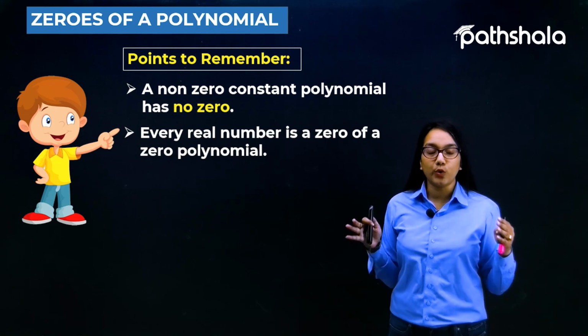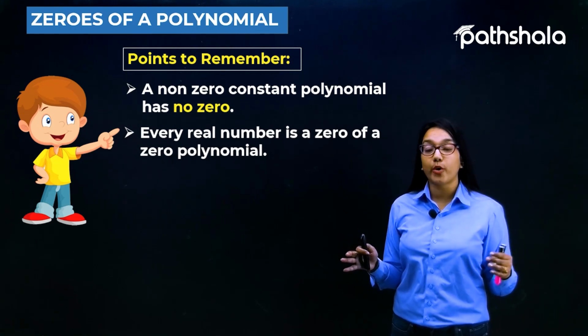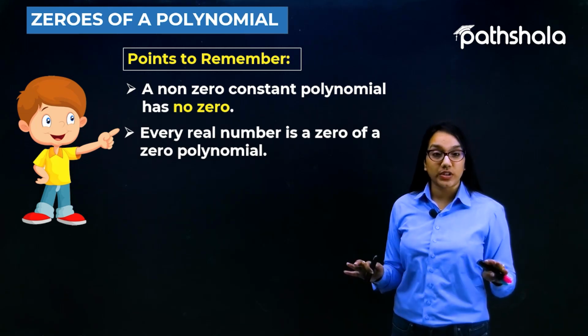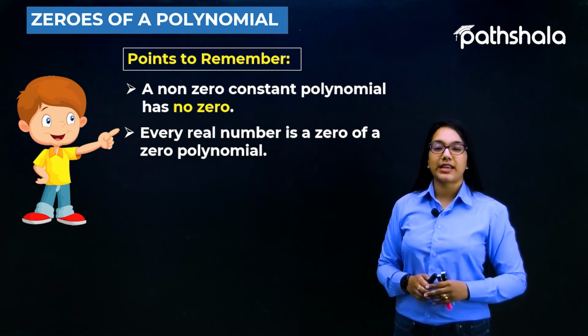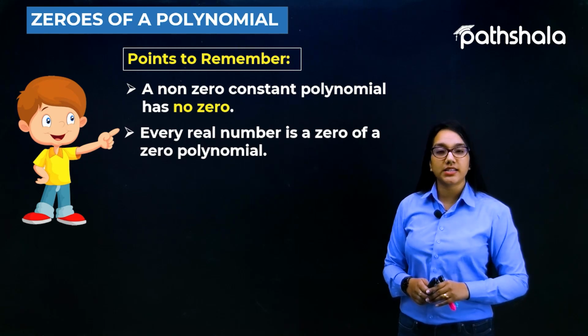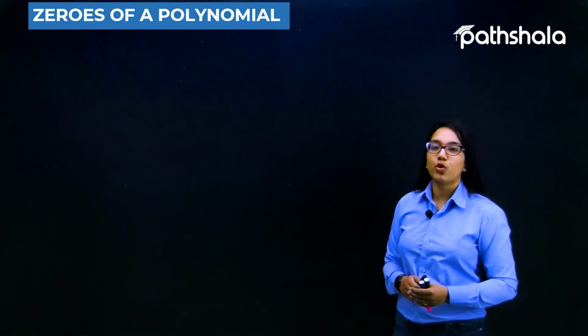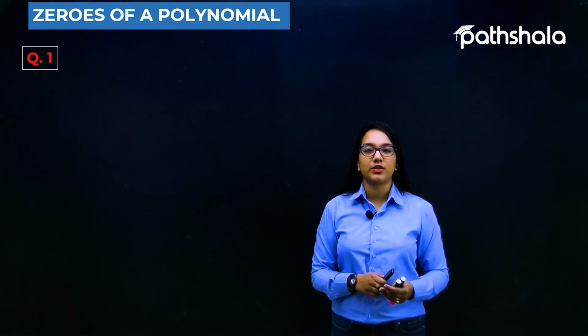So these are the two points to remember that are really very important. The first one is that a non-zero constant polynomial has no zero at all, and the second one is that every real number is a zero of the zero polynomial. Now let's move on to some questions related to the zeros of a polynomial.